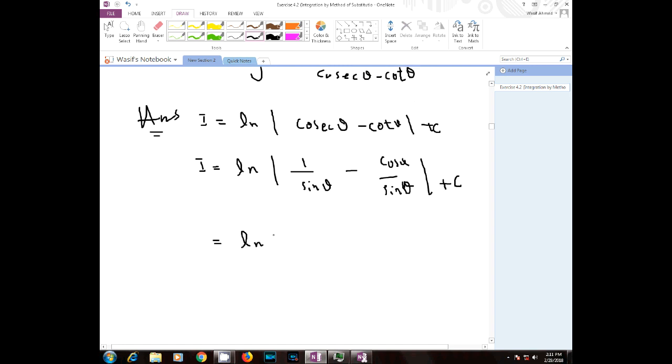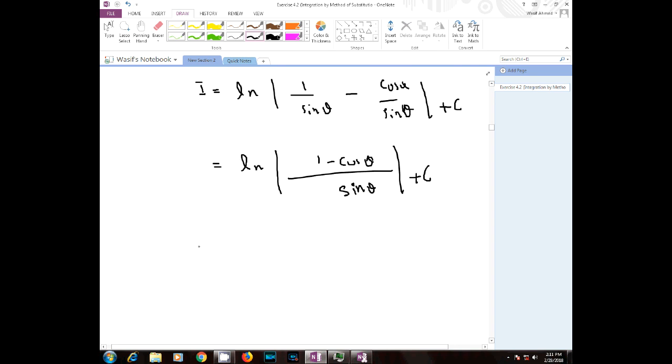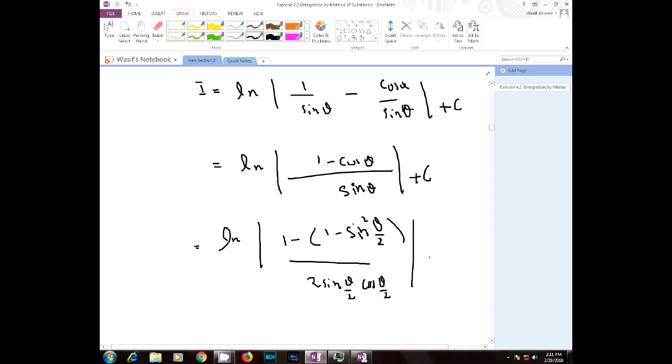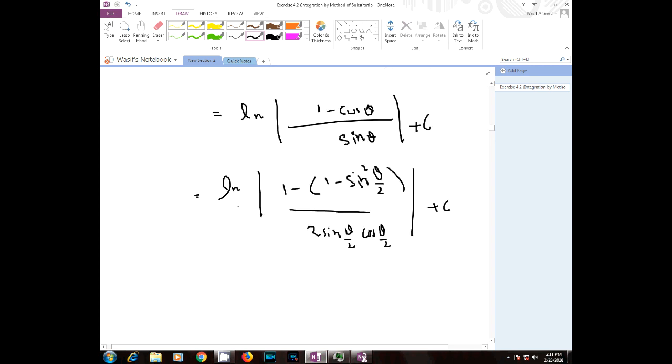Combine, you would get (1 minus cos theta) divided by sine theta plus constant of integration. Natural log of, make use of half angle identities, (1 minus (1 minus 2 sine square theta divided by 2)) divided by (2 sine theta divided by 2 cos theta divided by 2) plus constant of integration.